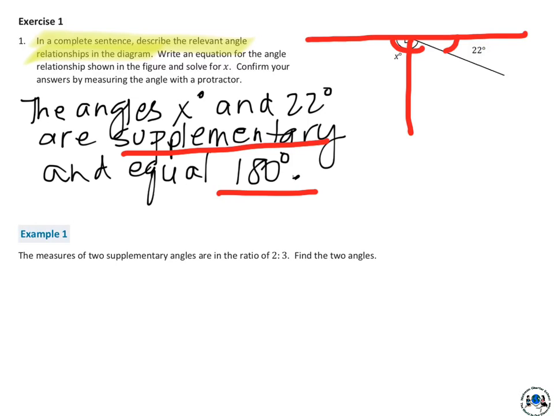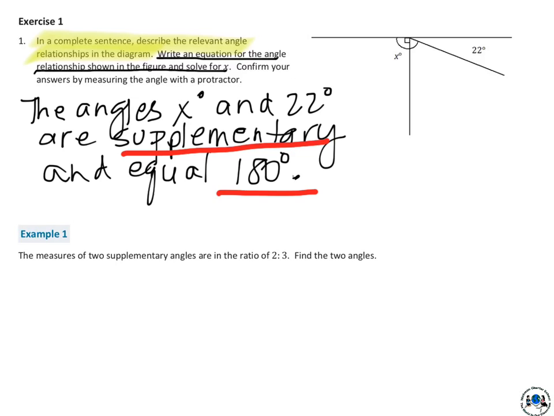That's that part. Now they're asking us, beyond that, to write an equation for the angle relationship shown in the figure and go ahead and solve for x. Now again, we need to draw on some of the knowledge from the past, and hopefully you guys and gals out there will remember some of this. If you don't, let's just go ahead and do this one together.